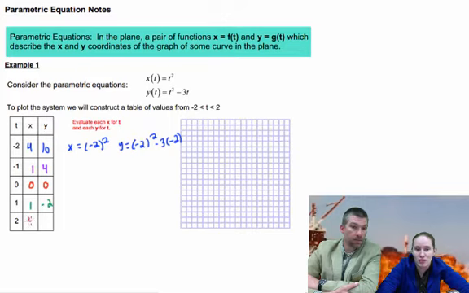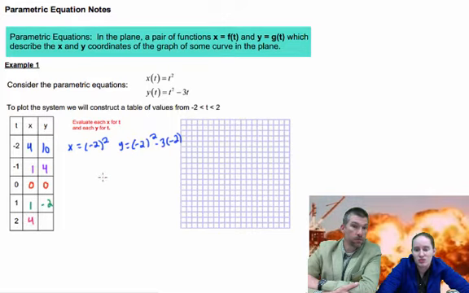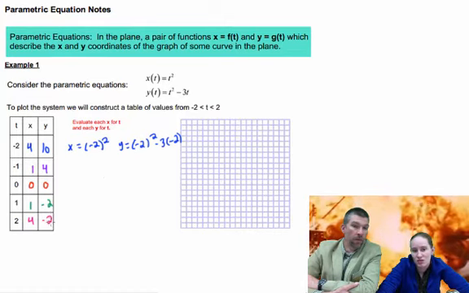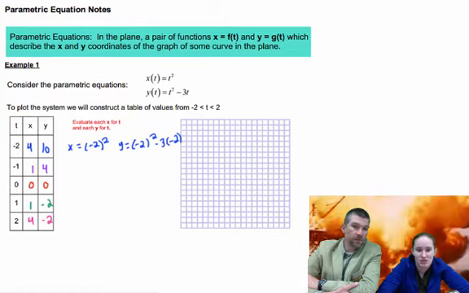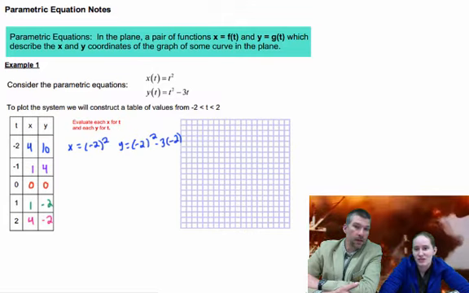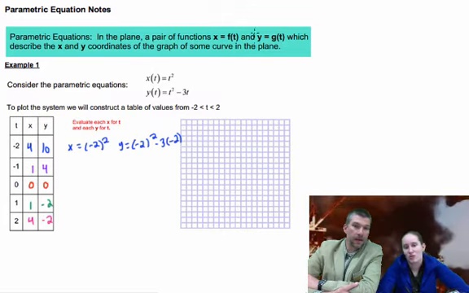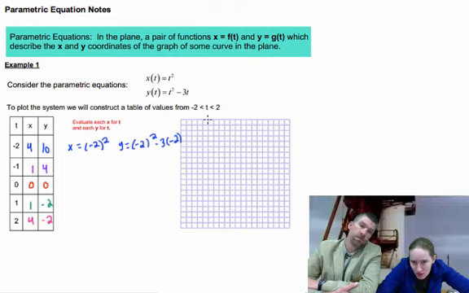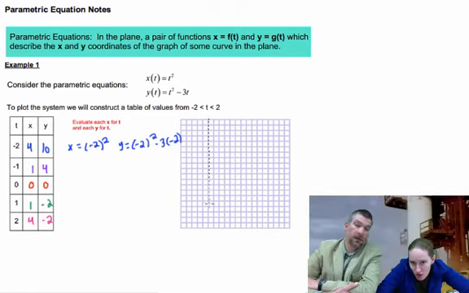2 squared is 4. And then 4 minus 3 times 2, which is 4 minus 6, that's -2. Check it while I make my x and y axis. 2 squared is 4 minus 6, yep, -2.